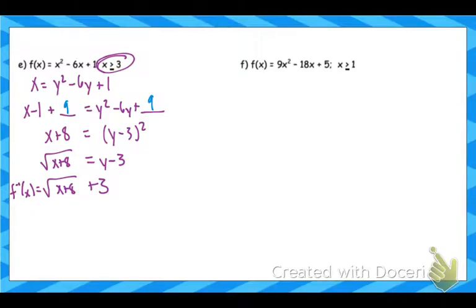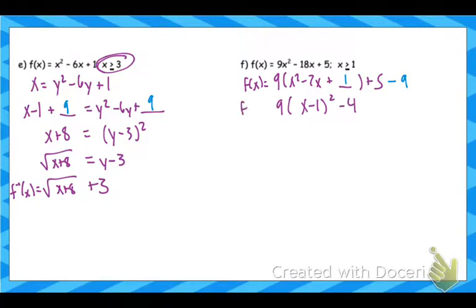So on this one, I'm going to go ahead and just rewrite this in vertex form. So I'm going to factor out my 9. So what's going to go in my blank is going to be 2 divided by 2 squared, which is 1. But if I add 1, I'm not really adding 1. I'm adding 9 times 1. So I have to subtract 9 as well. And again, I have not tried to find the inverse yet. This is still the original function. So the original function can be rewritten in vertex form this way.